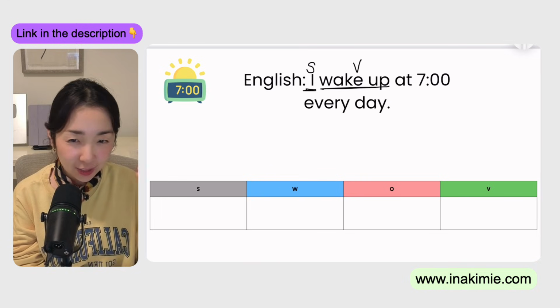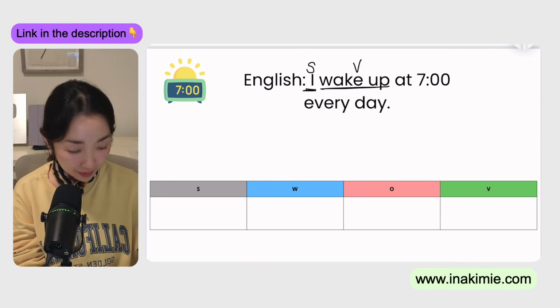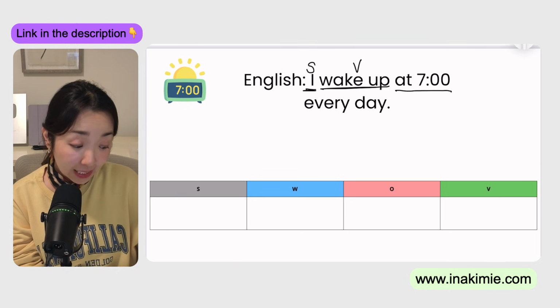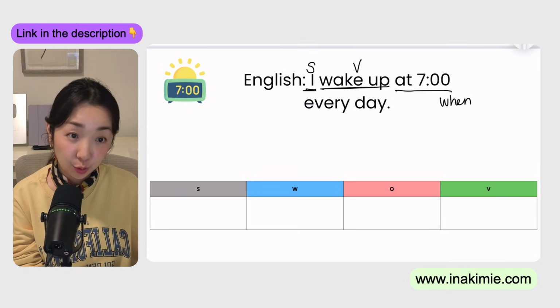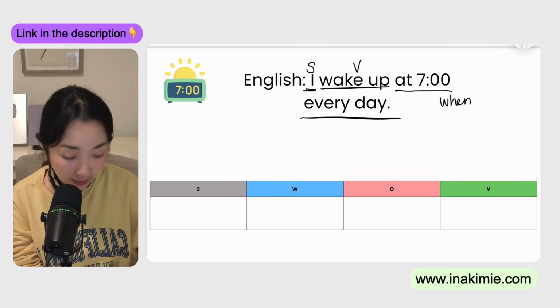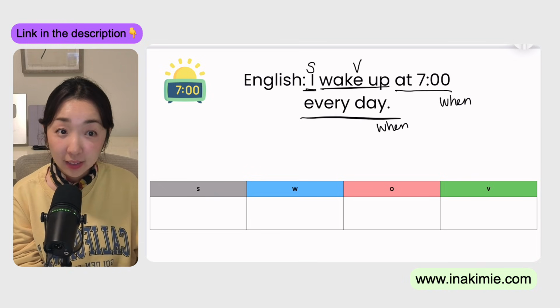Wake up. Do you guys know how to say that? So think about that. Oh, that's the vocab part, right? At 7, that's going to be part of when. When. Okay, so it's going to be the blue section. Every day, that's also considered when in my chart. But there's two whens. What's going to come first?